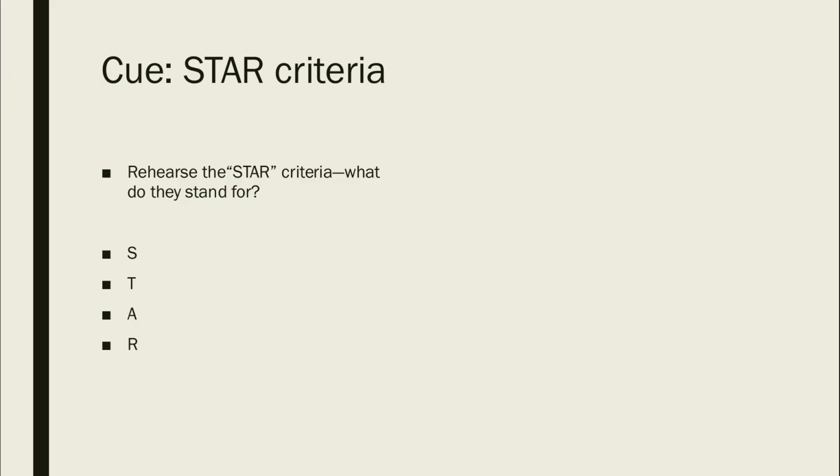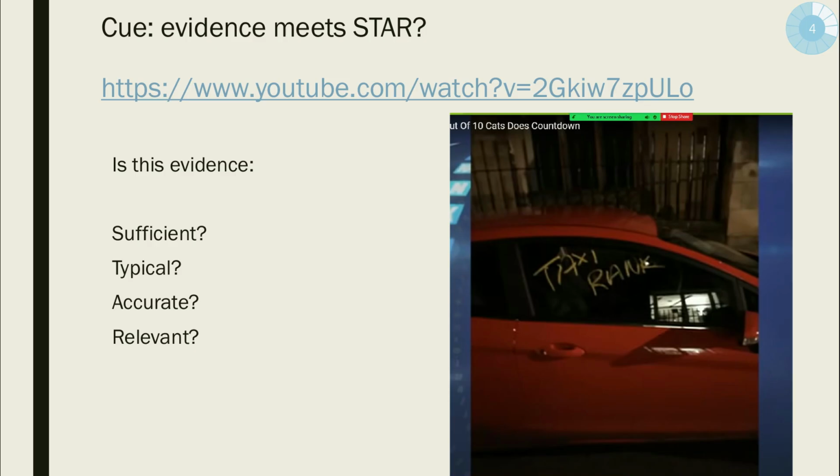I give them an opportunity to tease their brain a little bit to get a kind of warm-up with their mind as to what the STAR criteria stand for, and of course they stand for sufficient, typical, accurate, and relevant. Those are the things that the STAR criteria stand for. And then in this case, once again, just for review, just to practice using it, I have this next slide.